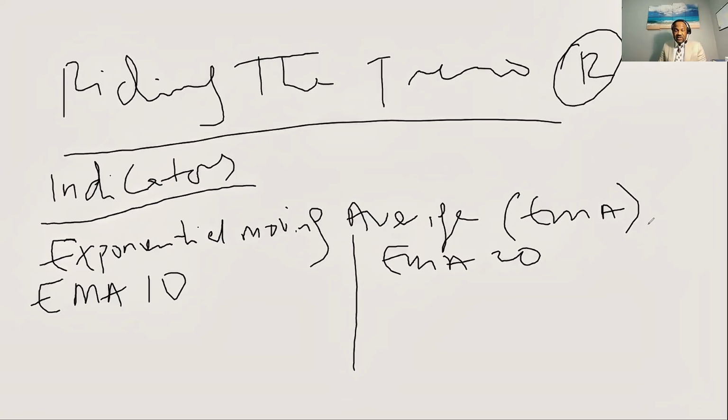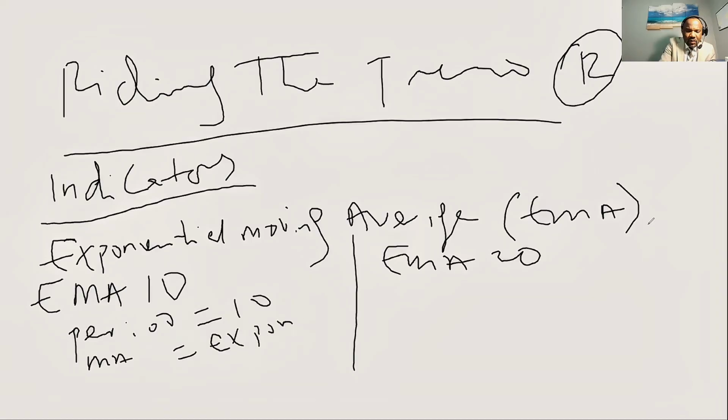Are you with me, guys? Stay with me. This means that you will set your period to 10, just the same thing I did now. Your period to 10, MA type exponential, and then apply to close. Same thing I just said, you should write down now.